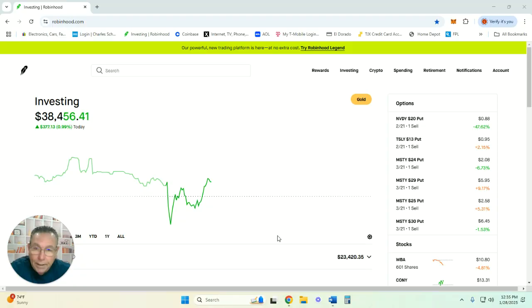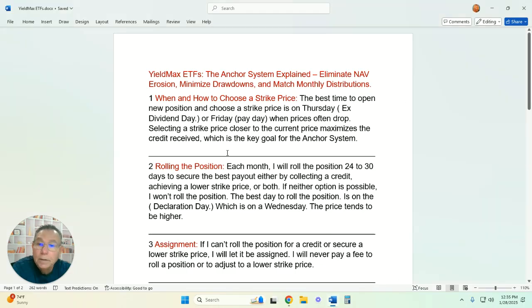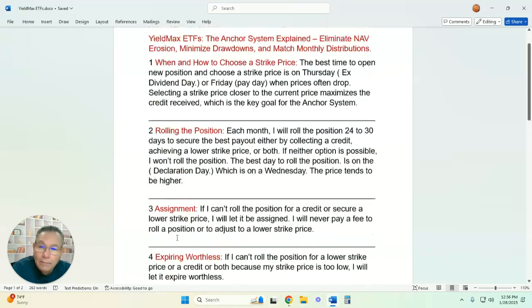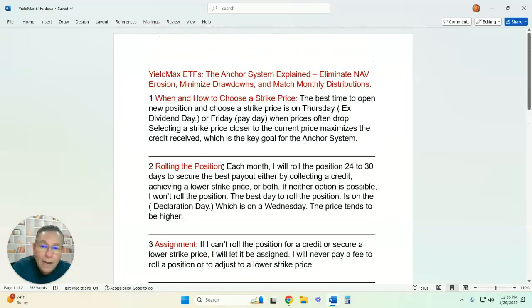So today I'm going to try to explain the anchor system, okay? So we're going to come right here, okay? I'm going to go through all these, 1, 2, 3, 4, 5 points that are very interesting for you guys to learn how to do this. So 1, when and how to choose a strike price.